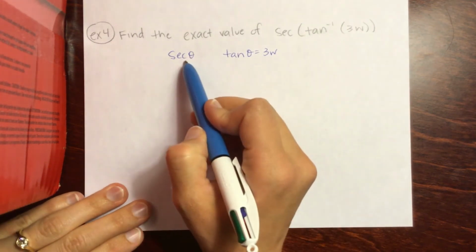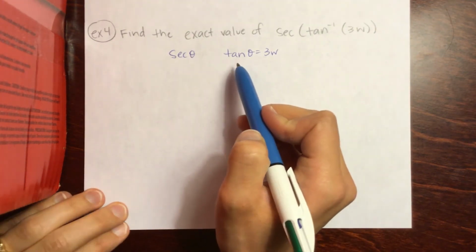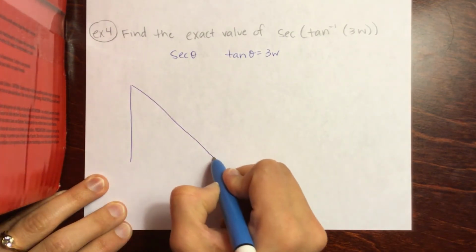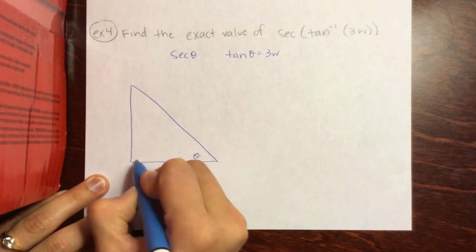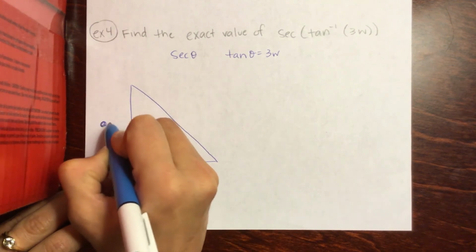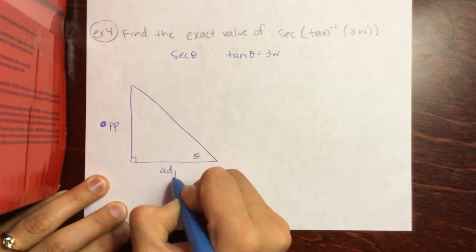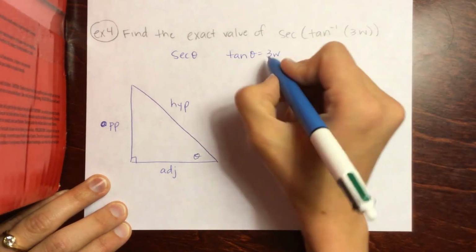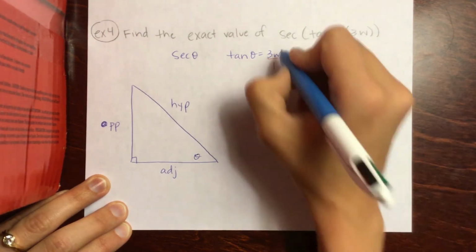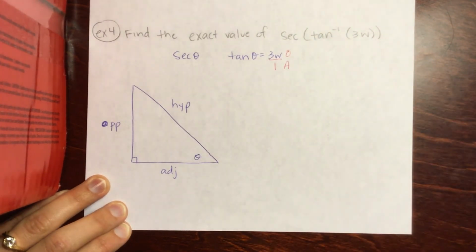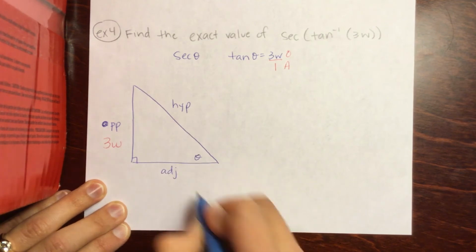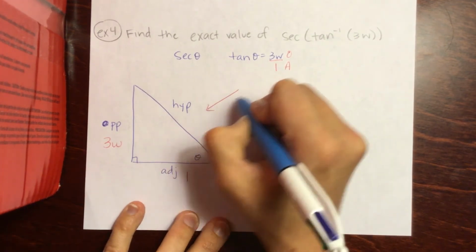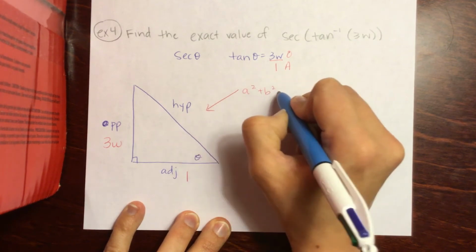I'm still trying to find the secant fraction, and they give me my tangent fraction is 3w, even though that's not really a fraction that we're used to doing. But you can still draw your triangle, label your sides. Oh, opposite. This is the TOA fraction. Remember, you can turn anything into a fraction by writing it over 1. So it looks weird, but my opposite side is 3w and my adjacent side is 1. Just like before, find your third side using Pythagorean theorem.